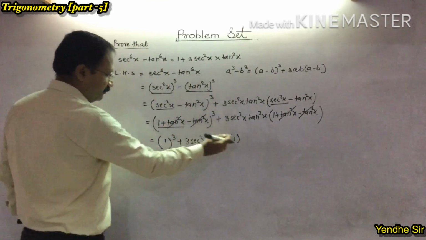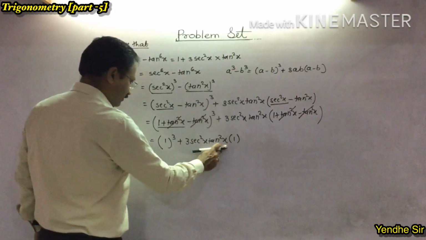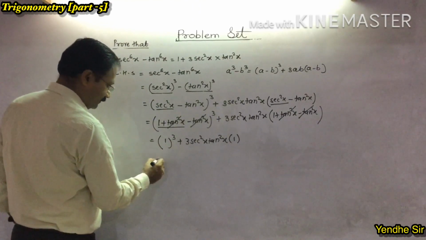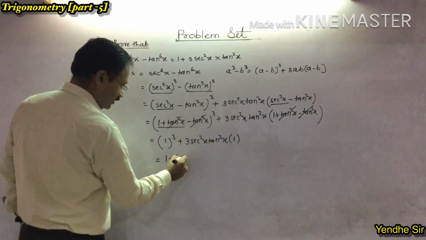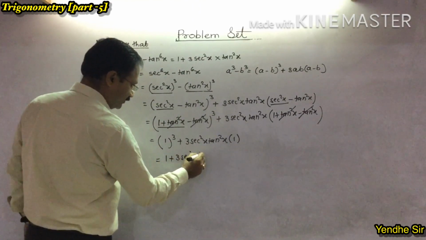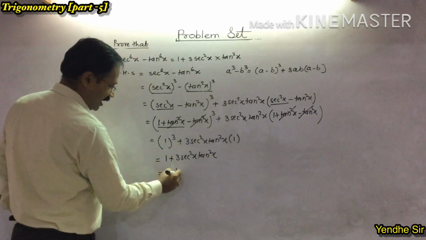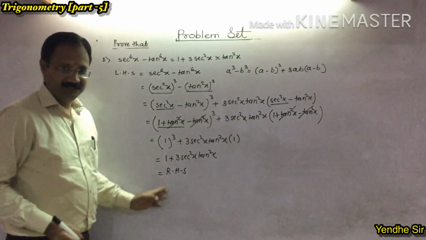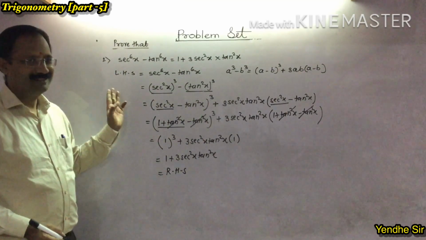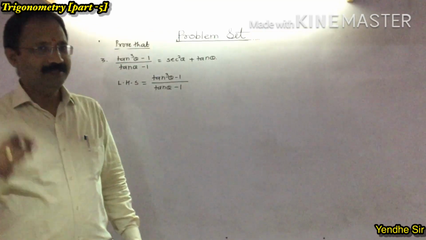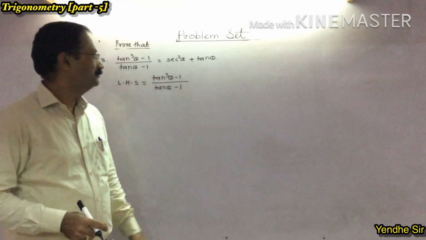Okay. So if you multiply by 1, the answer will be the same. 1 cube is 1, so 1 plus 3 sec square x tan square x. And this is our RHS. Got the simple answer? Let's start with another, different sum.